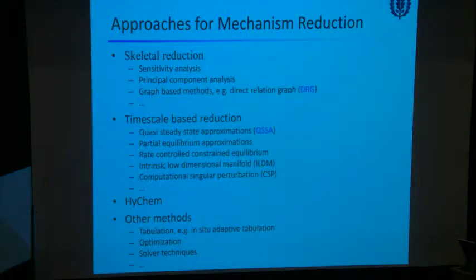This kind of exhausted fast process typically gives you some kind of algebraic equation, like a steady state approximation or partial equilibrium approximation. It gives you an algebraic equation to evaluate some radical concentrations based on the major species concentrations. That can be used for two purposes. First of all, for quasi-steady state approximation, you can use this approximation to get rid of a number of transported variables. The number of species to be solved can be smaller.